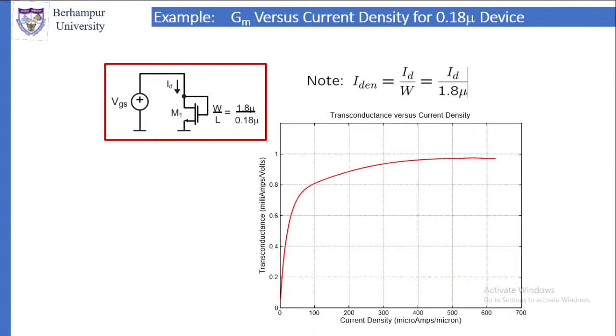Current density, IDEN. How do you define current density? Current density is ID per W. So ID by W, ID by 1.8 micron. Here in this case, ID by 1.8 micron. So this current density is remaining constant. Since current density remains constant, our transconductance remains constant with increase in current density. So those values of current density for which it remains constant are useless, and there you are not going to get any power. The power is wasted. You are giving more current, you are giving more power, but that is wasted because it is not affecting the transconductance.